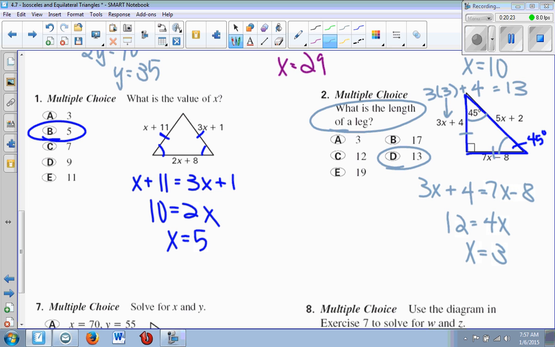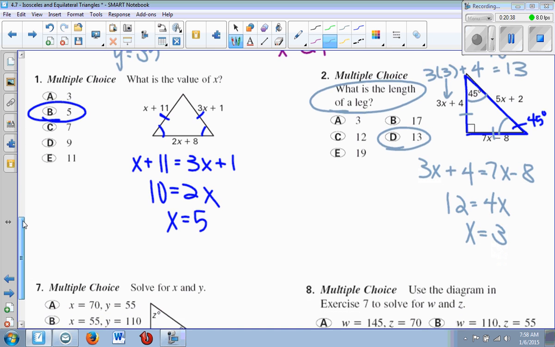So again, an ACT type problem. If you're not paying attention to what the problem is asking, you may have incorrectly selected letter A, even though you did the problem correctly. So make sure you're reading so that you know what the problem is asking you for.